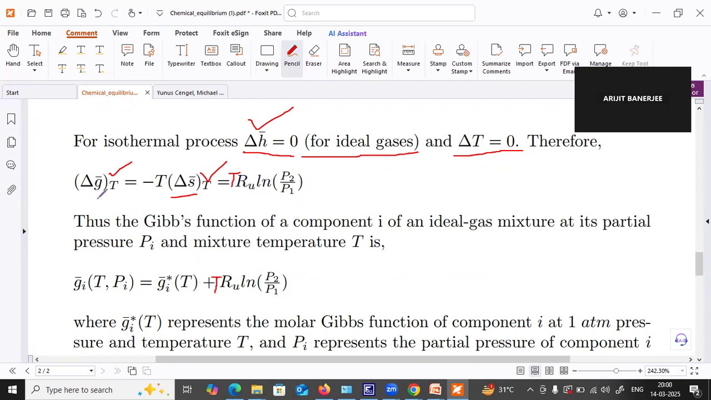Now see that this is the change of Gibbs function at a particular, specified temperature, which is equal to T R_u ln P2 by P1. So that is the quantity we tried to find.